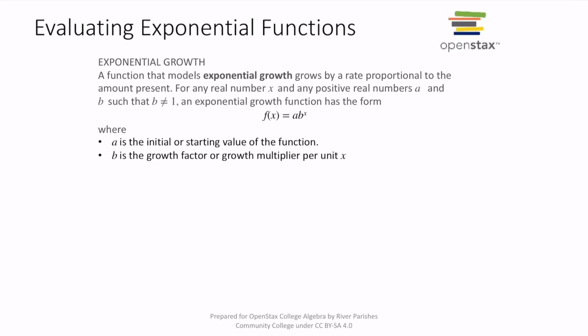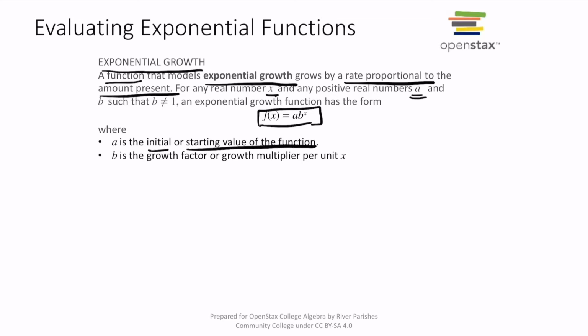Next, let's talk about exponential growth. A function that models exponential growth is one where the growth increases at a rate proportional to the amount originally present. For any real number x and any positive real number a, the exponential growth function is given by f of x equal to a b power x, where a is called the initial or starting value of the function, and b is called the growth factor. Remember that this is the growth factor per unit x.